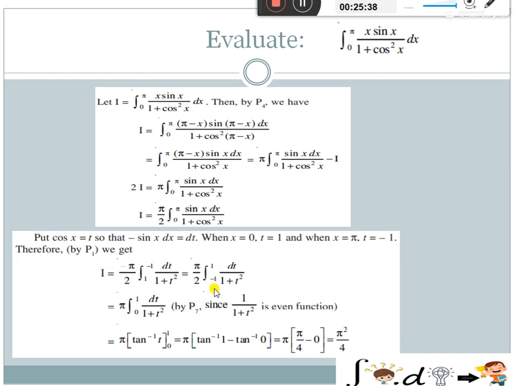Now here the limits are symmetric, so you will check for odd and even. 1 upon 1 plus t square is an even function, and therefore we write twice. This 2 will be cancelled. Pi into 0 to 1 dt upon 1 plus t square. And now what is the integral of 1 upon 1 plus t square? That is equal to tangent inverse t. Then substitute the upper limit and lower limit. You will get pi into tangent inverse 1 minus tangent inverse 0. That means we get pi square by 4. Is it clear to everyone?